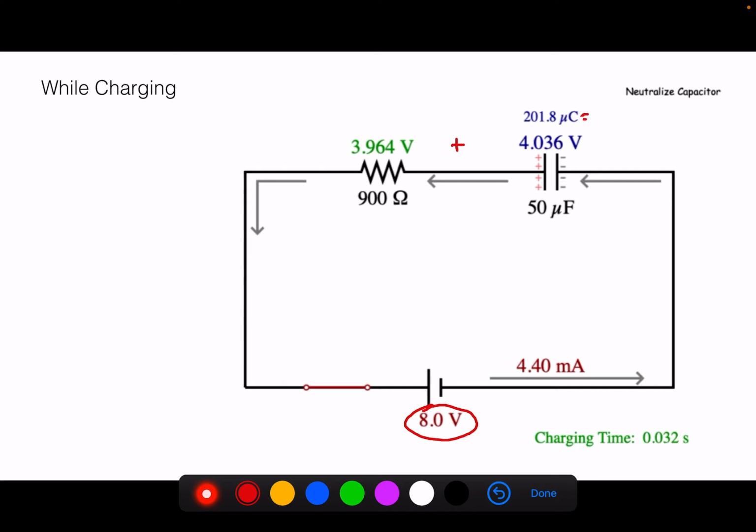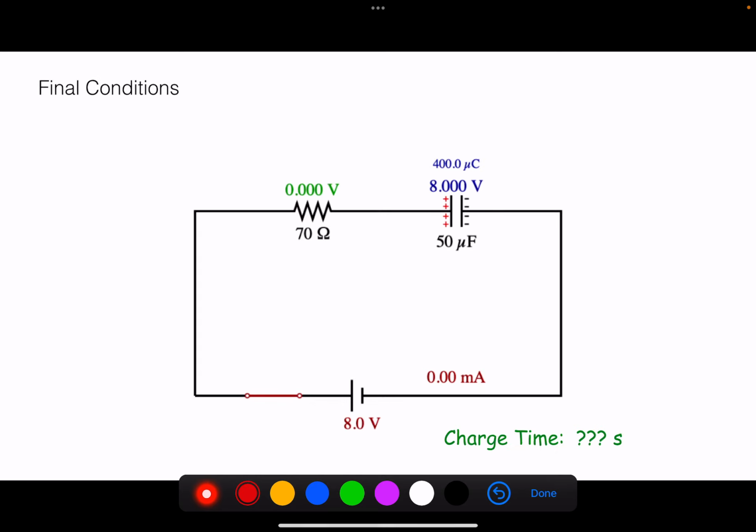The charge on the capacitor can always be found by the capacitance value and the voltage on the capacitor at that given moment in time. Once the capacitor has fully charged, again, it never fully charges, but it gets closer and closer to this state. All 8 volts will be on the capacitor, no voltage will be left on the resistor, and there will be no charge flowing through the circuit. The charge on the capacitor will equal the capacitor times the voltage of the battery as its final charge.